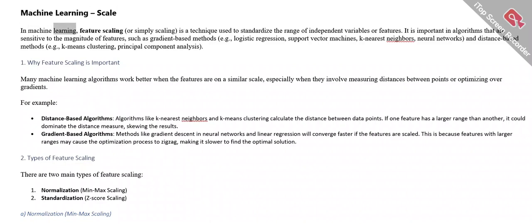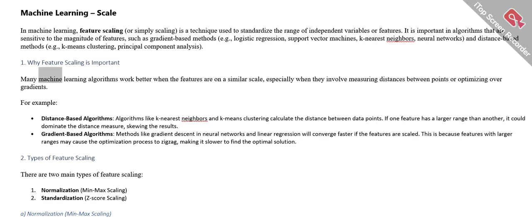Machine learning, scale. In machine learning, feature scaling, or simply scaling, is a technique used to standardize the range of independent variables or features. It is important in algorithms that are sensitive to the magnitude of features, such as gradient-based methods, for example logistic regression, support vector machines, k-nearest neighbors, neural networks, and distance-based methods, for example k-means clustering, principal component analysis.